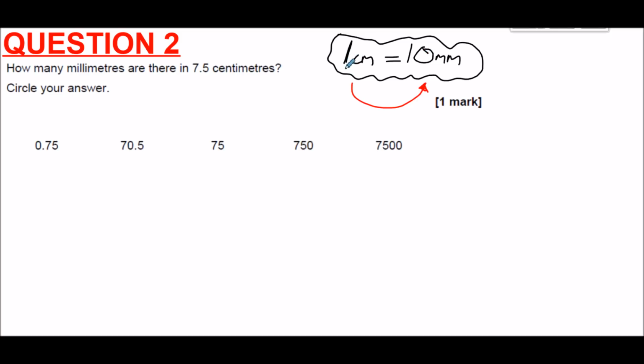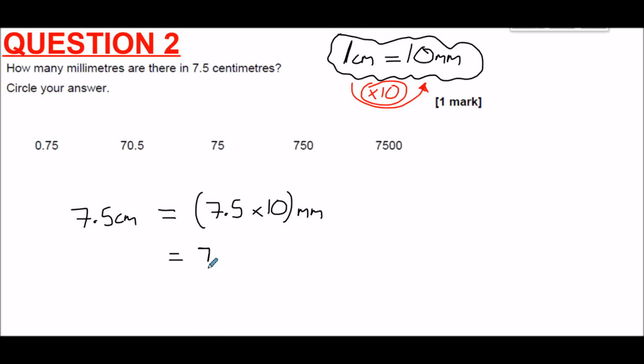So if we're changing from centimetres to millimetres, we're going from a small number to a big number, so we'll be multiplying by 10. And so 7.5 centimetres can be changed to millimetres by performing 7.5 multiplied by 10. And that'll be the answer in millimetres. 7.5 times 10 would be 75 millimetres. And so that's the one we need to circle.